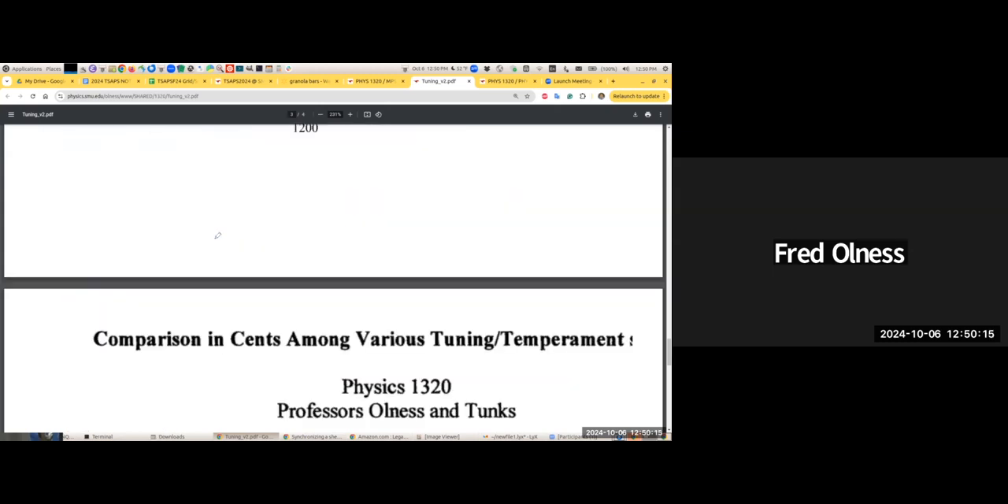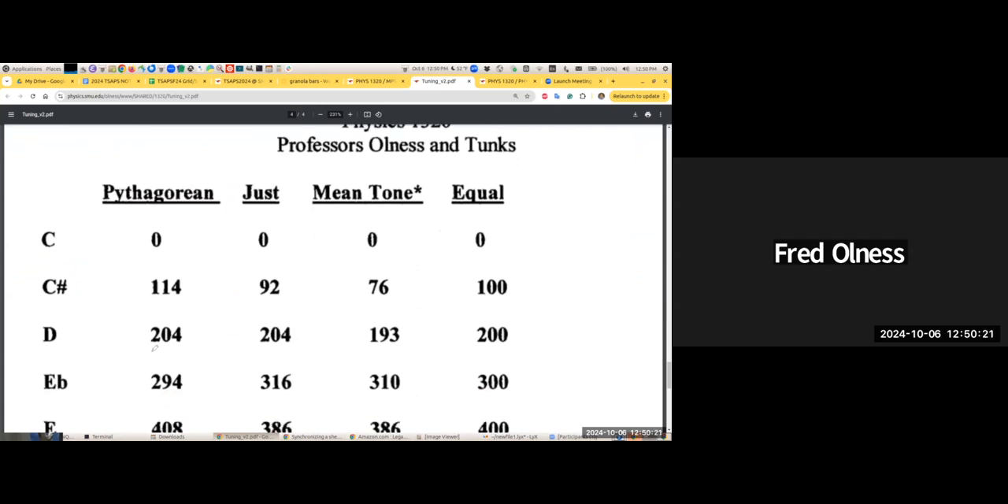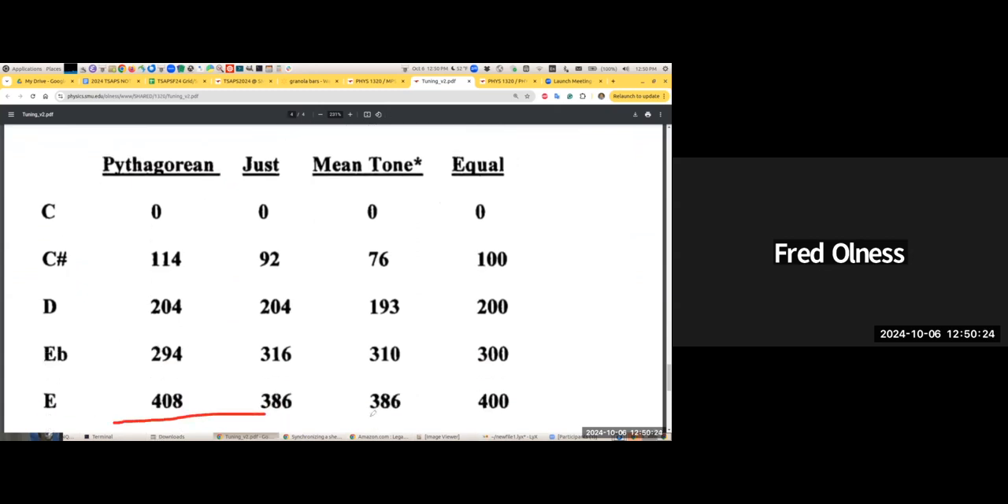Let me scroll down to the bottom where I have all the comparisons here. So here's our E. This is our third. With the Pythagorean, we found out the E was too wide. That was the 81 over 64. And with the just, what we found is the ideal 5-to-4 ratio. So this is what we want. We really want 386 cents. In the Pythagorean, we got 408 using the cycle of fifths. And the difference between these is 22 cents.